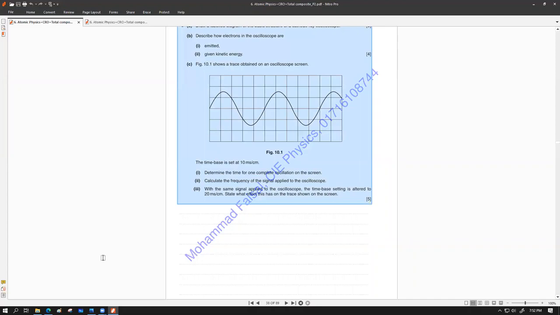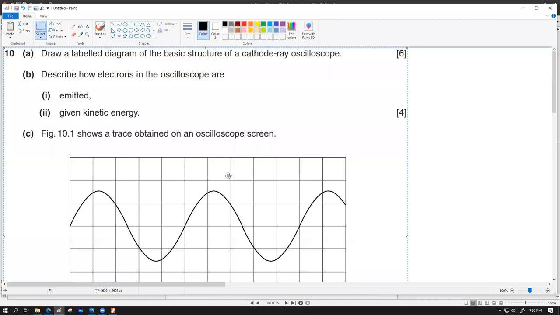Sir, if we write it directly, will we get the mark? No, write it directly. It's a waves worksheet, right?